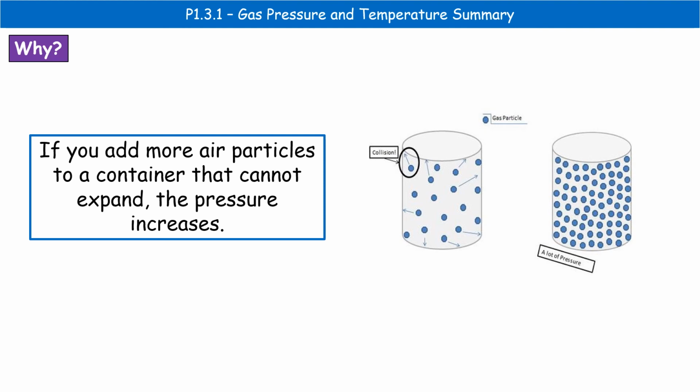Hopefully something quite obvious. If we have more air particles in a container of a fixed volume, then it's going to have an increase in pressure. So the more gas we put into a particular container, the higher the pressure will be, because we're going to have more collisions between the gas and the sides of the container, therefore pressure increases.